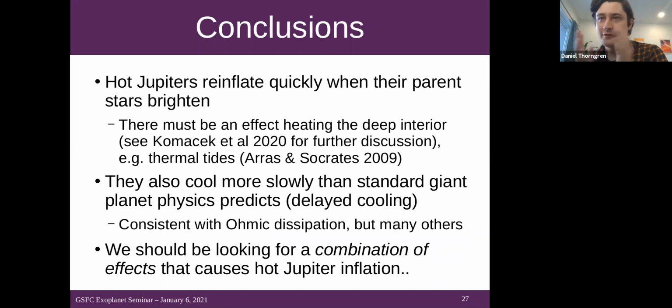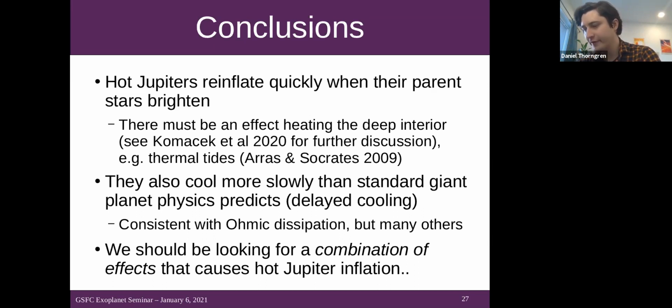So for my conclusions, I think that hot Jupiters seem to reinflate pretty quickly when their parent stars brighten. You can only really get that if you're heating the deep interior. And so one option is thermal tides, but that's not an exclusive thing. There's an enormous set of proposed solutions, some of which involve deep heating. But on the other hand, there is also delayed cooling going on. It's not enough to actually explain the radius of hot Jupiters, even at relatively high ages when the radius-age relationship is flat. They're still much larger than you would get for a cool giant planet. So there's got to be both heating and delayed cooling going on.